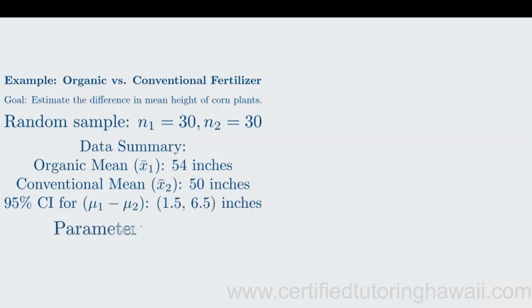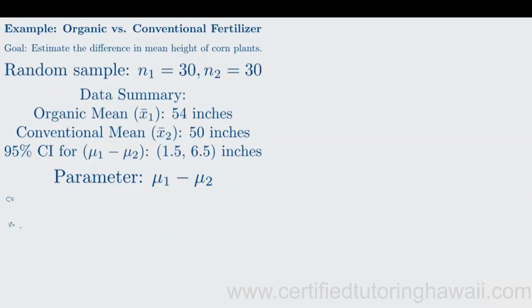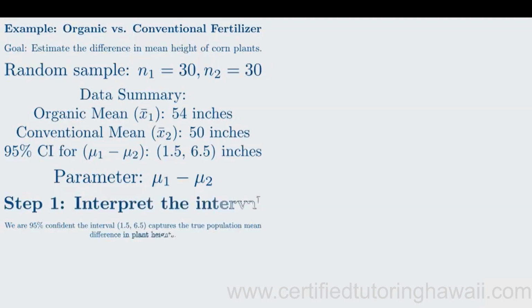In this case, the parameter we are estimating is the population mean difference, which is mu1 minus mu2. Step 1. Interpret the interval. Based on our template, we are 95% confident that the interval from 1.5 to 6.5 inches captures the true difference in the mean height of corn plants grown with organic versus conventional fertilizer.